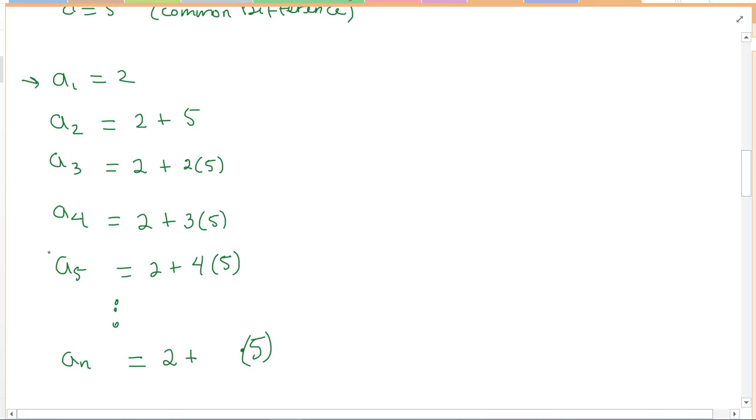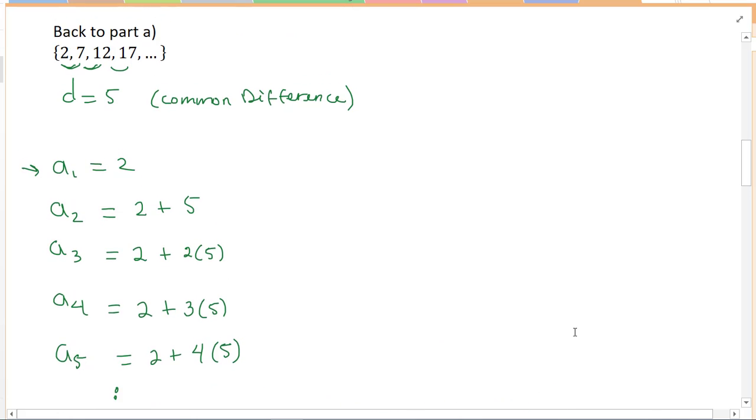And so notice a pattern here. For a sub 5, I added it 4 times. For a sub 4, I added it 3 times. A sub 3, 2 times. A sub 2, 1 time. So for a sub n, it looks like we're adding it 1 less. So it's going to be n minus 1 times 5. And so when you multiply this out, I get 2 plus, distribute the 5n minus 5. Combine my terms, I get 5n, 2 minus 5 is minus 3.